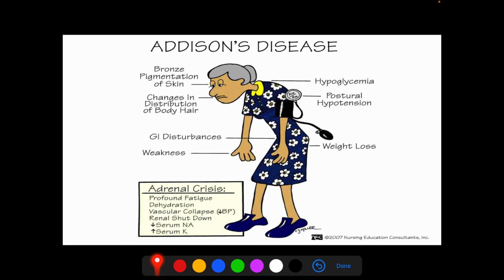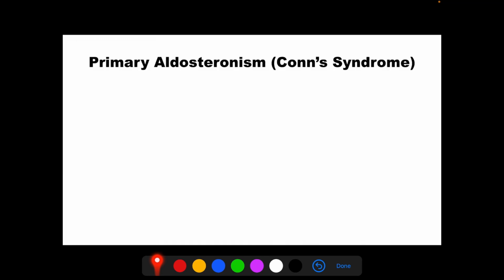There is also adrenal crisis. There is profound fatigue, dehydration, vascular collapse, or decreased blood pressure, and renal shutdown. Again, serum sodium is decreased and potassium is increased. It goes back to the function of aldosterone. So how about this one?